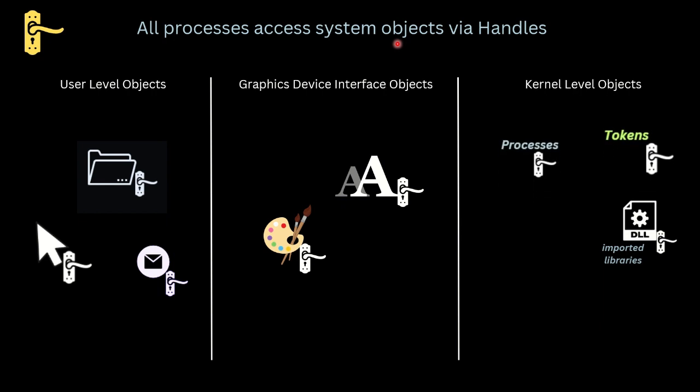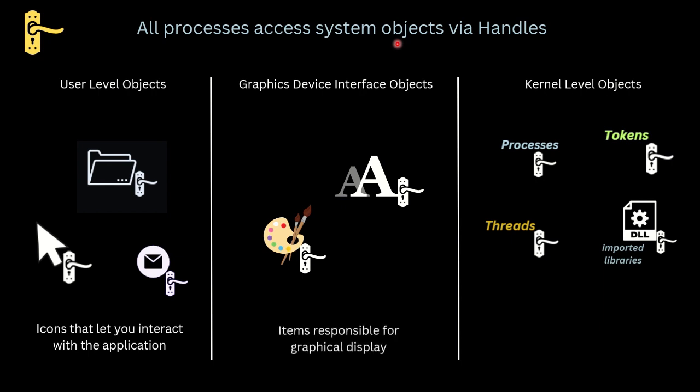importing some tokens for access control, running processes in the backend, doing thread management, using threads to execute the processes. So all these processes, tokens, threads, these objects fall under the kernel level objects category. So user level objects, you will use them to interact with the application.